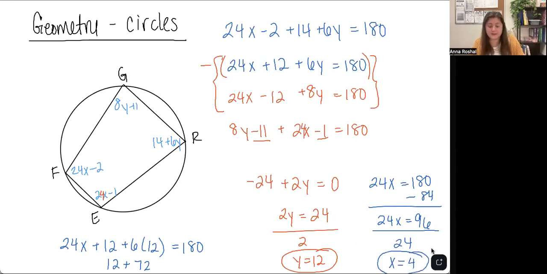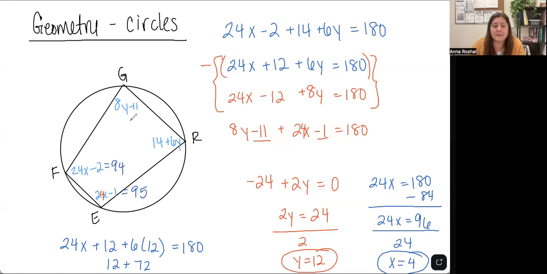And then we've completed our entire process for solving the x and the y. In case I need to find any of these angles, what I'm going to do is take the 12 and the 4 and replace the 12 into both of these angles and the 4 into both of these angles to figure out what that is. So I know 24 times 4 is 96. 96 minus 1 is 95, and 96 minus 2 is 94.